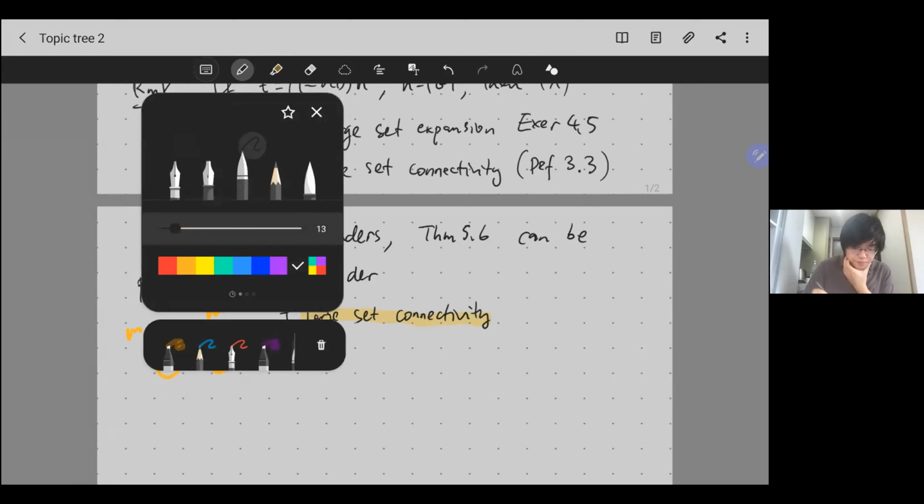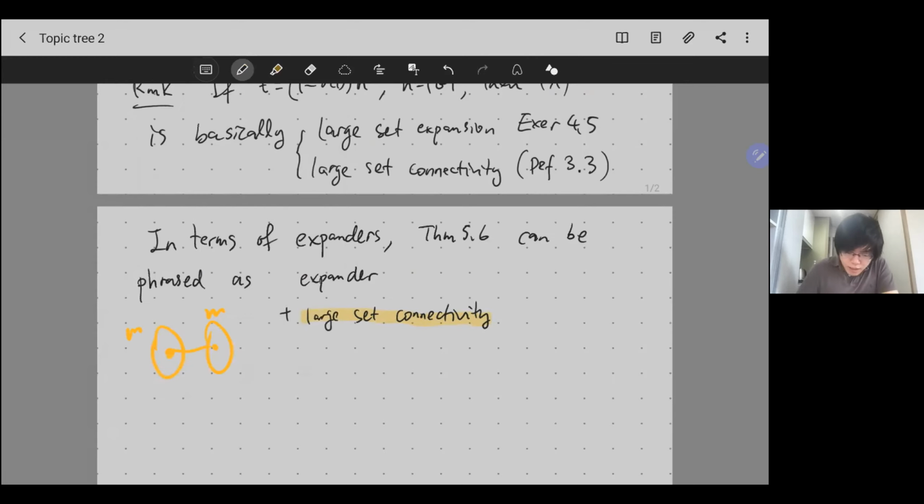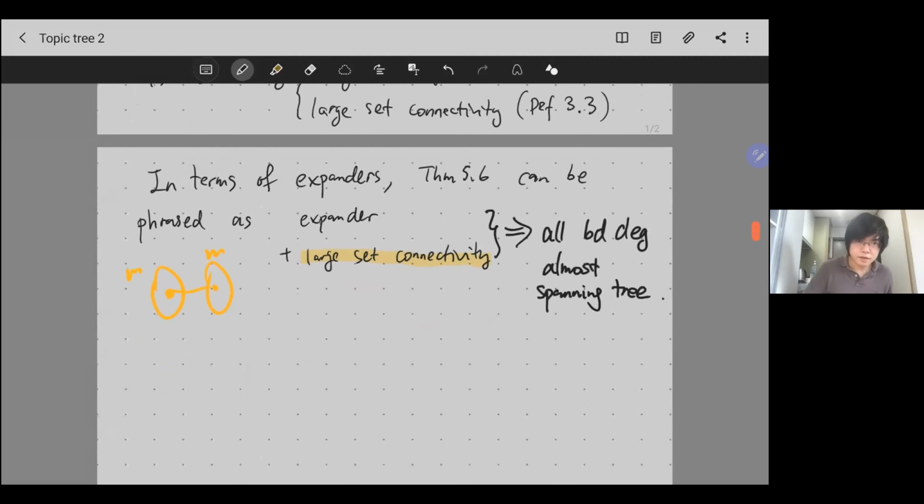If you have these two, then basically, okay, now the pen gets thicker. Expander plus large set connectivity gives you bounded degree almost spanning trees. Okay, let's write it. For this we define some notation. In fact, we don't just get one given tree. We get all trees like this.